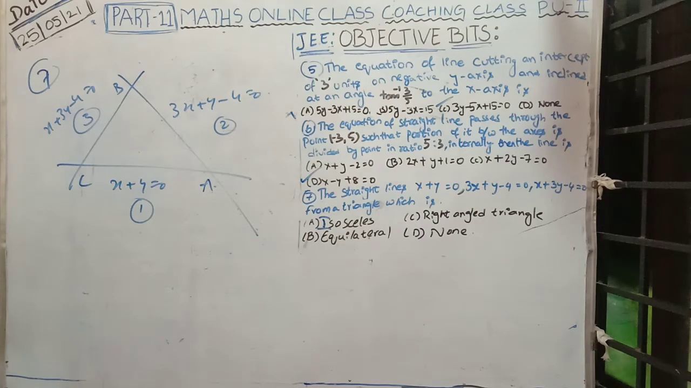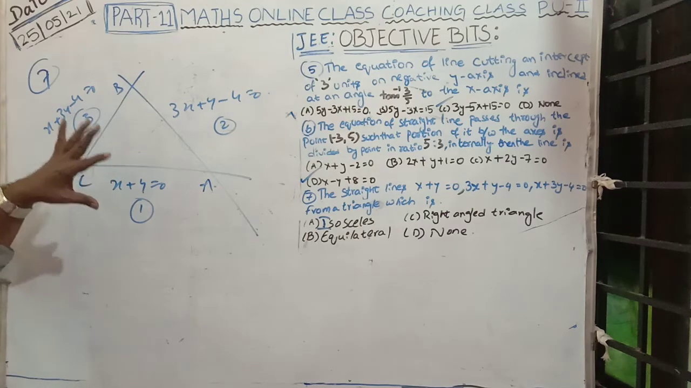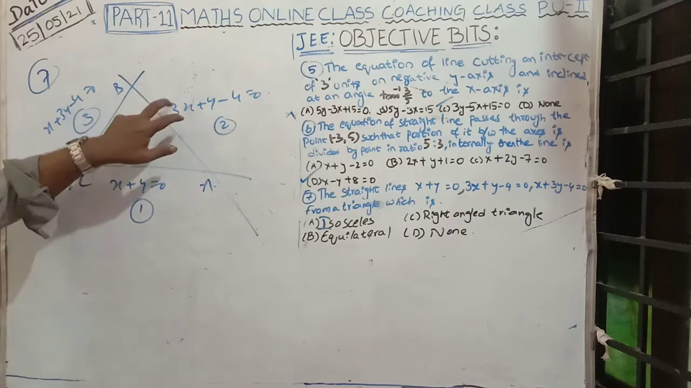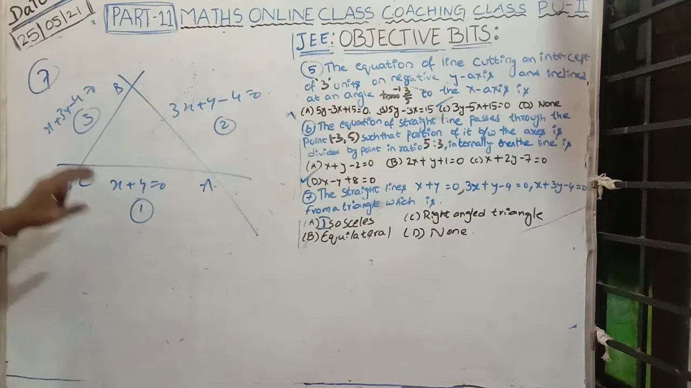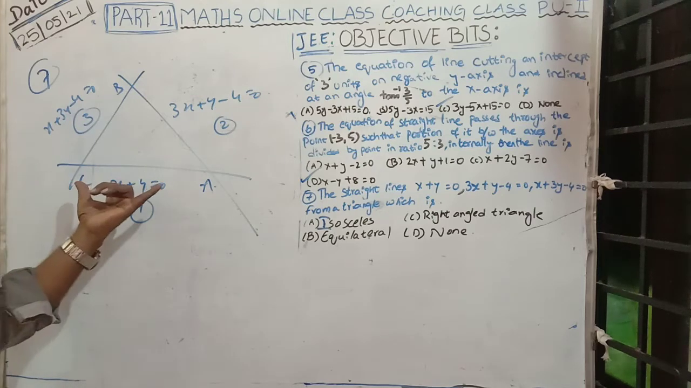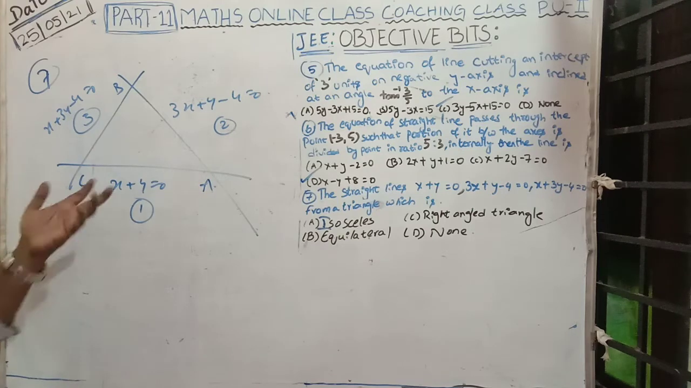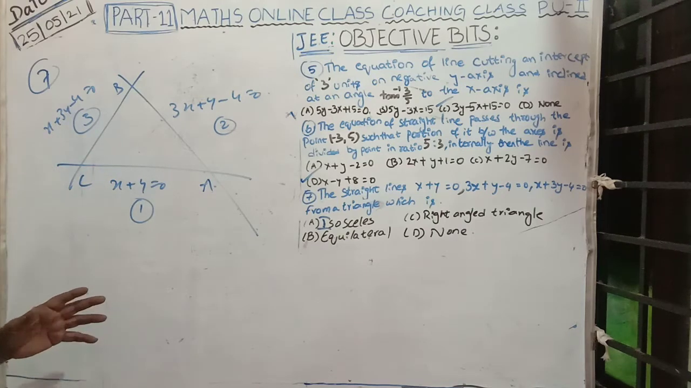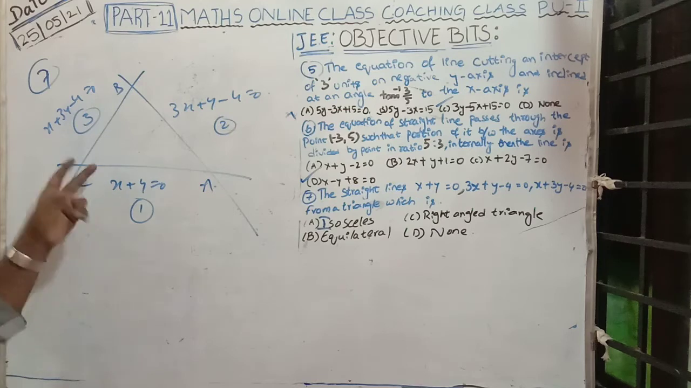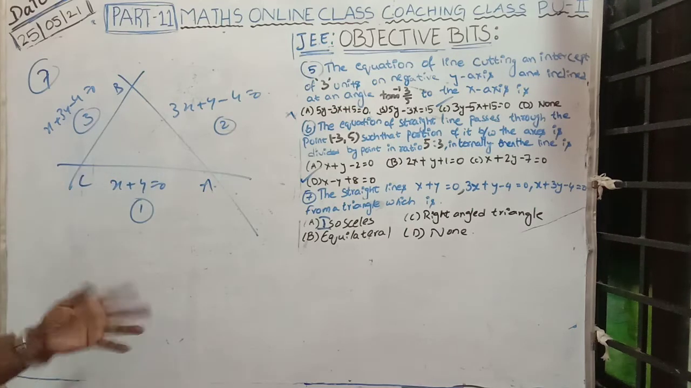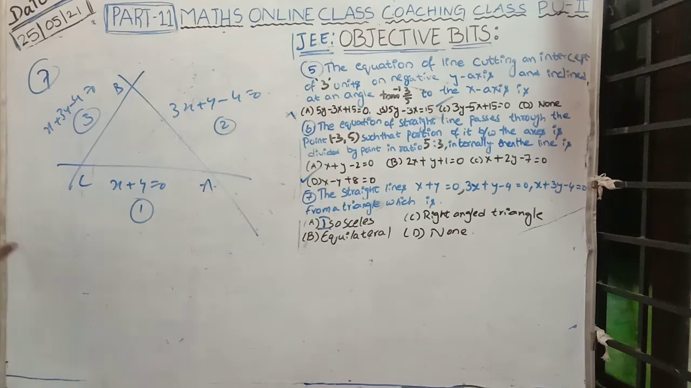Generally, students may do this problem by the traditional method. By solving these two lines, we get a point; by solving these two, we get another point; and by solving these two, we get the third point, A, B, C. Then find the distances. If it follows Pythagoras theorem, it is a right angle triangle. If two sides are equal, it is isosceles. If all sides are equal, it is an equilateral triangle. But it's a lengthy method.